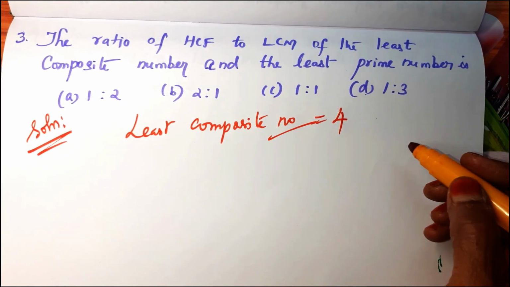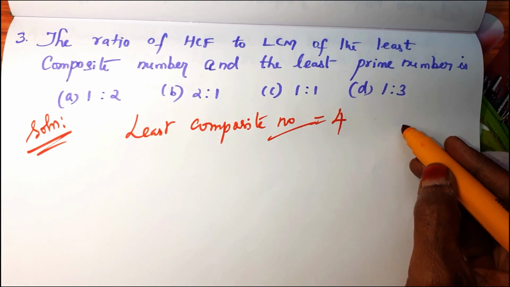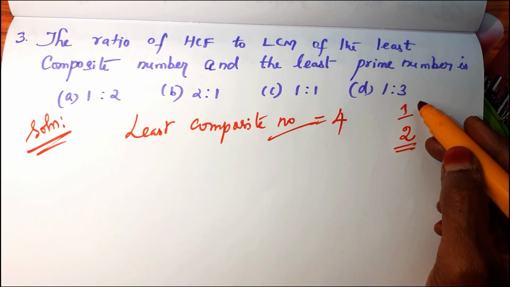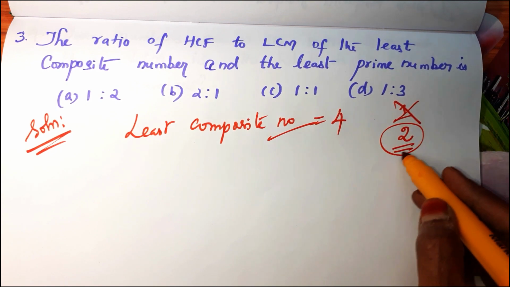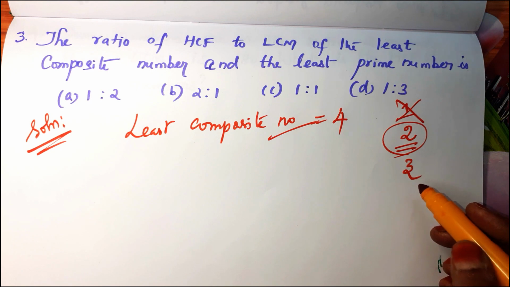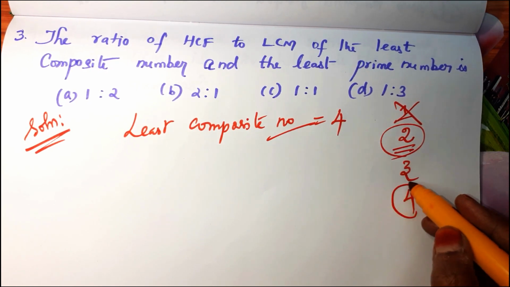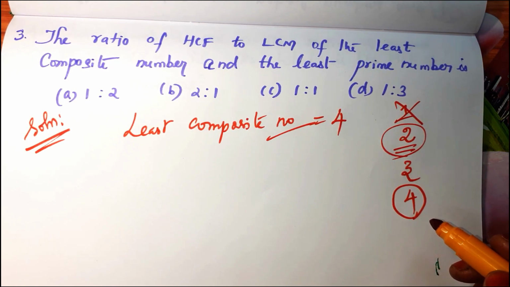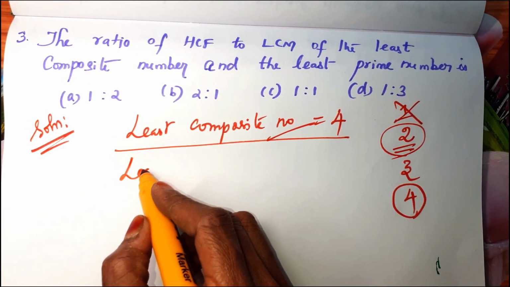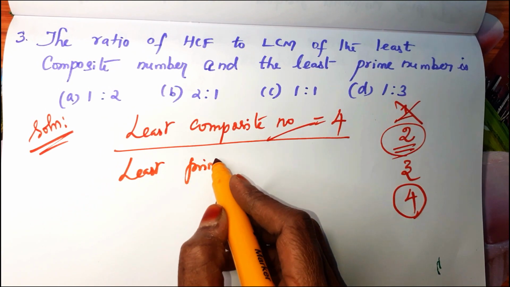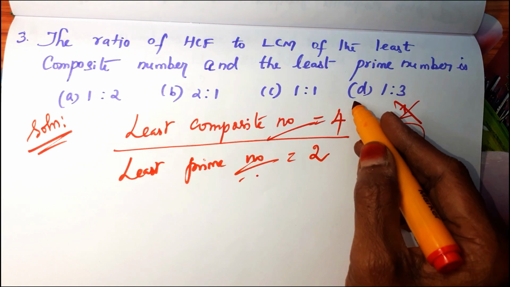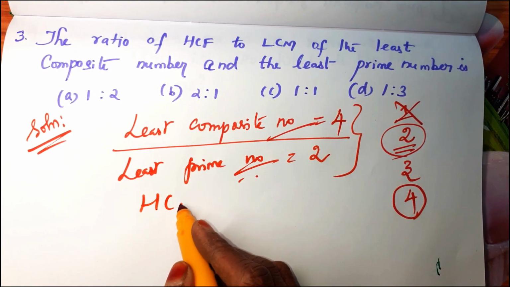4. Because the prime number starts from 2. 2 is the first even prime number. 1 is neither a prime number nor a composite number. This is an even prime number where it started, and 3 is the next prime number. 4 is a composite number. So 4 is the first composite number. Okay. So the least composite number is 4 and the least prime number, what is the least prime number? 2 is the least prime number. For these two, we have to find what is HCF.